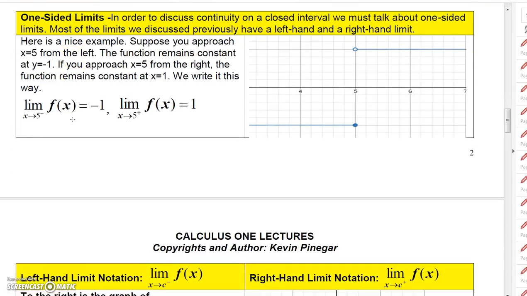Okay, let's talk about one-sided limits. In order to discuss continuity on a closed interval, we need to talk about one-sided limits. Most of the limits we discussed previously have a left-hand and right-hand limit.